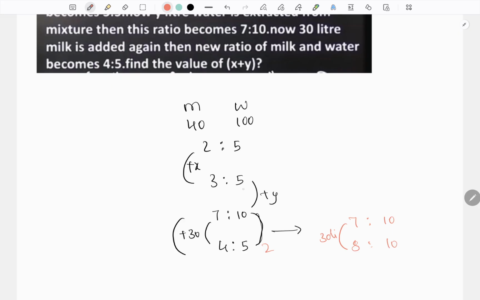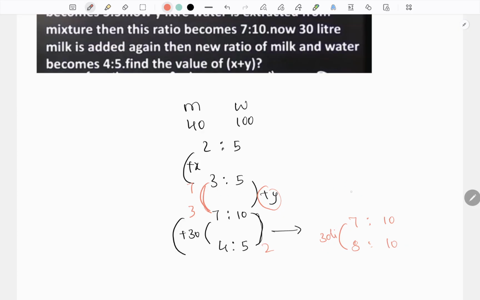Then previously 3 is to 5 we added Y liters, so it became 10. So we have to make these both same. So what should I do? This should be multiplied by 7 and this should be multiplied by 3. Then also this will change. Okay. Now we'll see that.